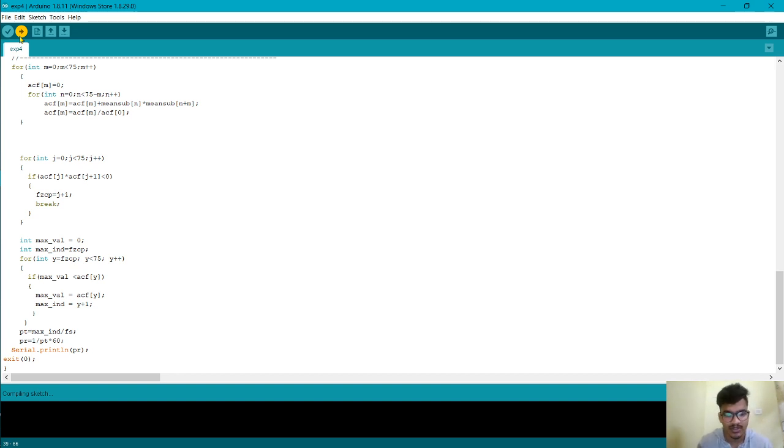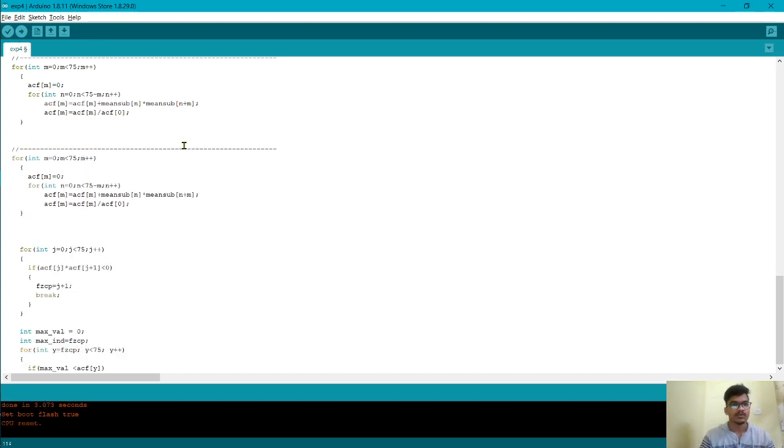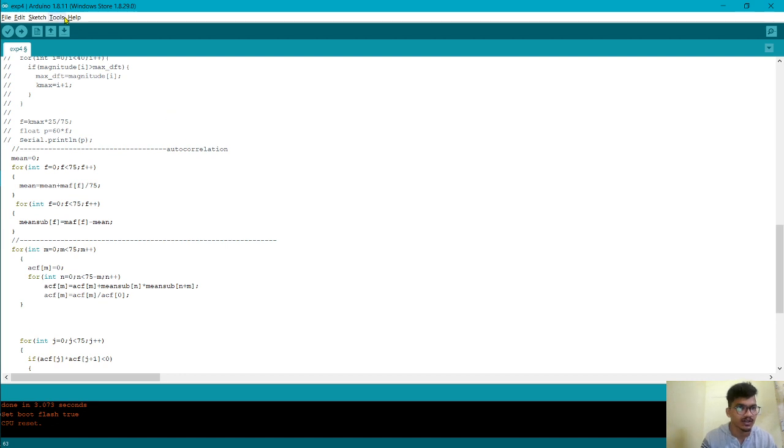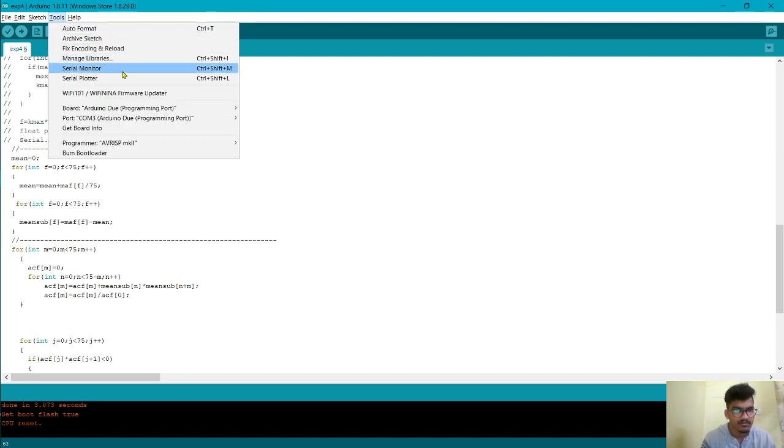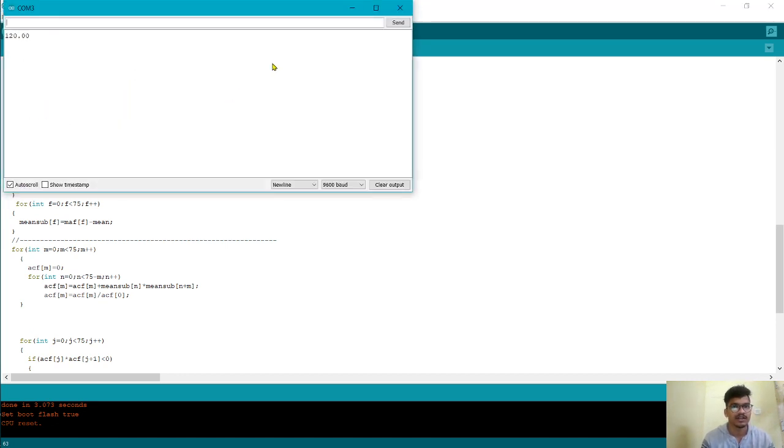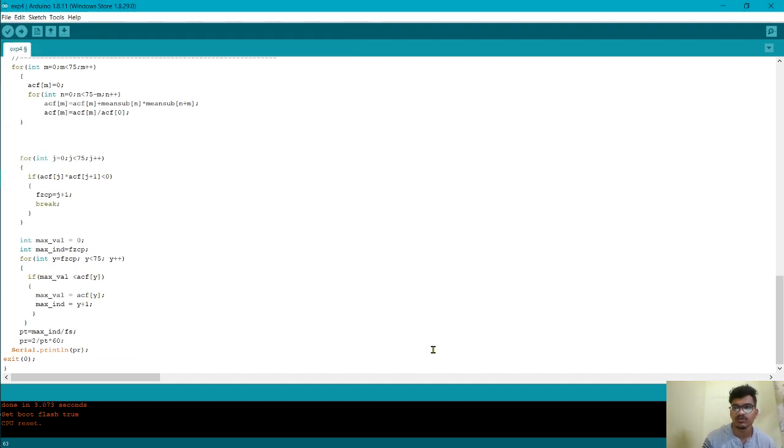So I'm uploading it. I'm skipping this part. Now let's compare the result with the autocorrelation function. So here it is. We are getting the same values in both. So this is how we relate them.